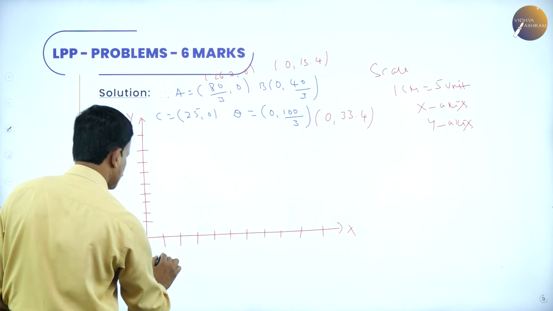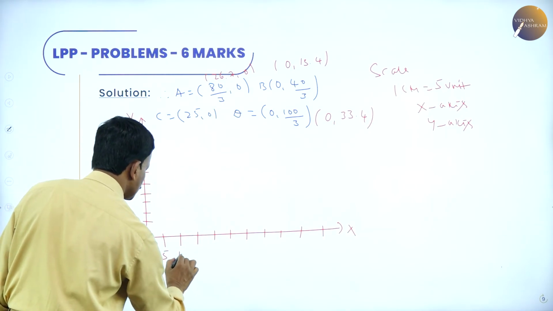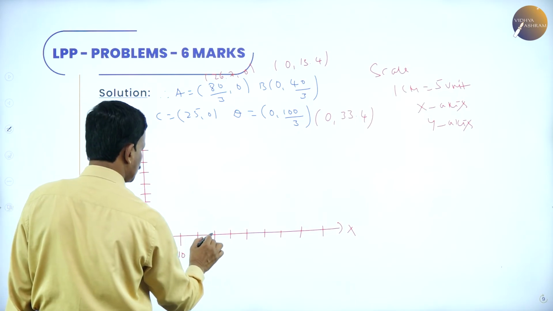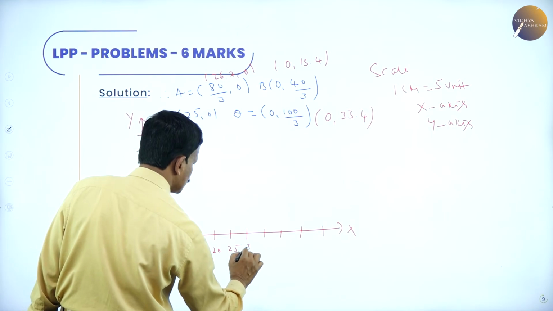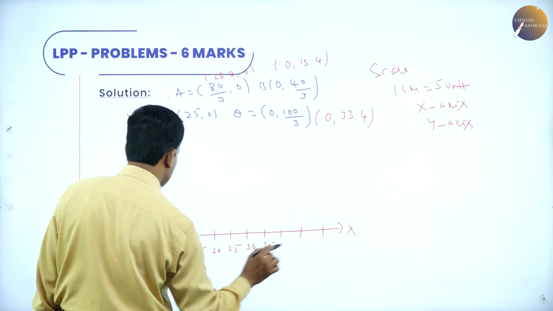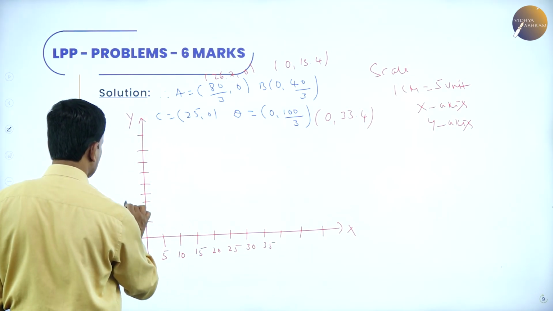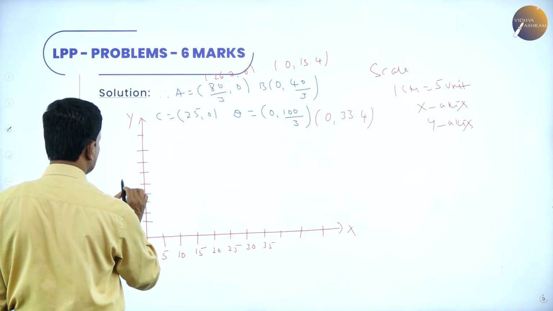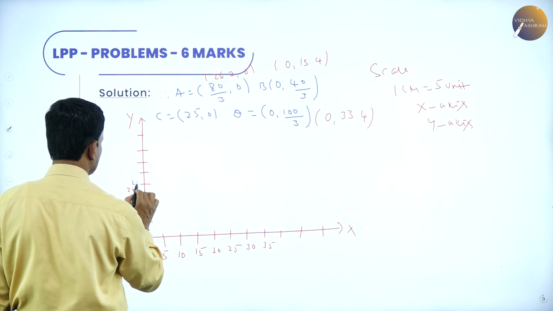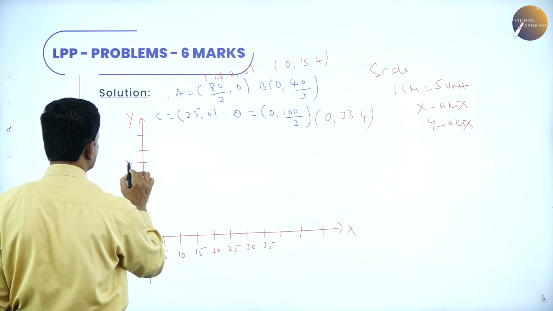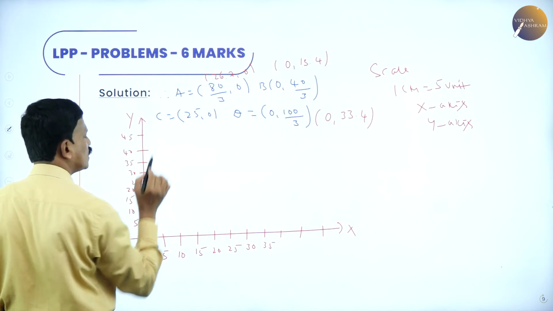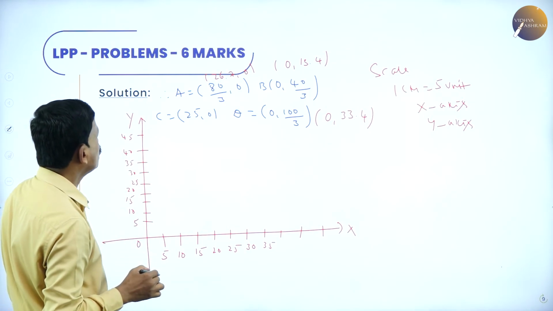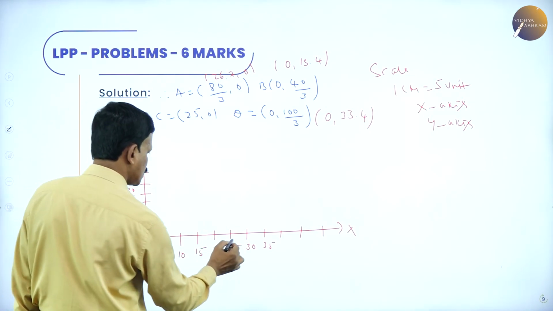26.7. This is 5, 10, 15, 20, 25, 30, 35, 40, 45, like this. Now A, 26.7 means here it is.